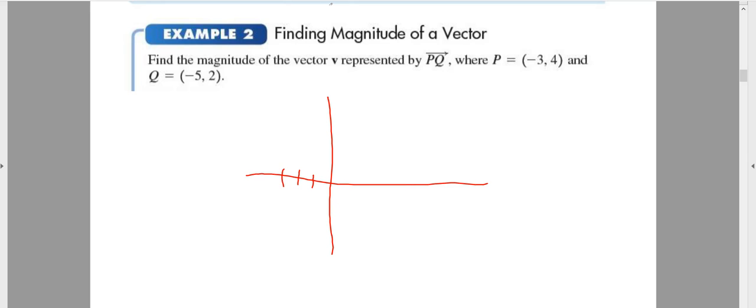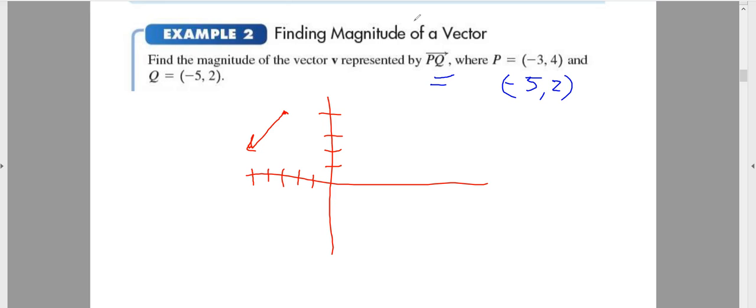1, 2, 3, 1, 2, 3, 4. So we got our first point, -3, 4, and -5 and 2. So there's my vector right there. What are the components of that vector? Now is Q the terminal point? Yes, we can see there that Q is the terminal point.